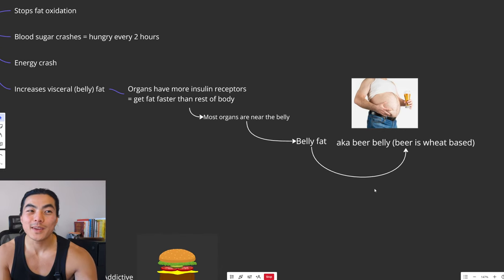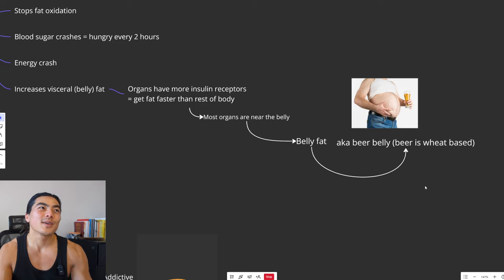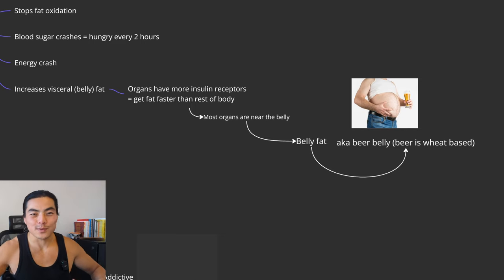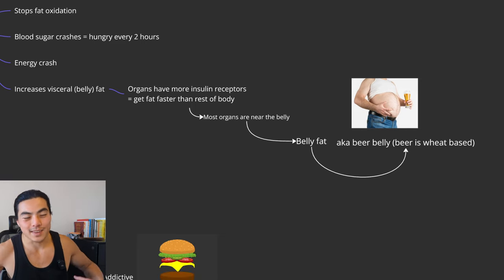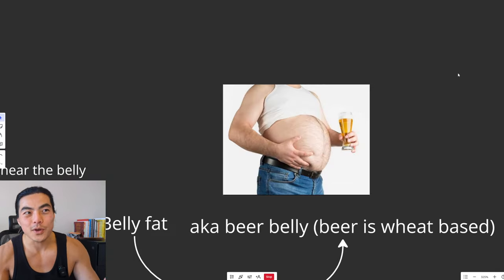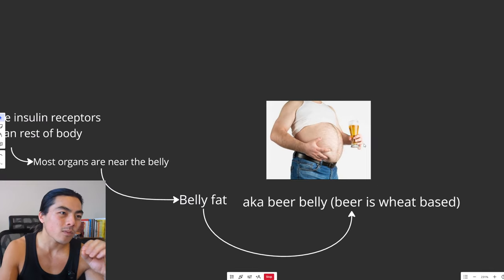aka beer belly. You may know of this term, beer belly, because beer, if you didn't know, is actually wheat based, which is why beer belly is a thing. If you consume lots of beer and wheat, you'll get lots of accumulated visceral fat, and that's why you see people with that protruding stomach look, like way more fat than the rest of the body, like this guy over here.